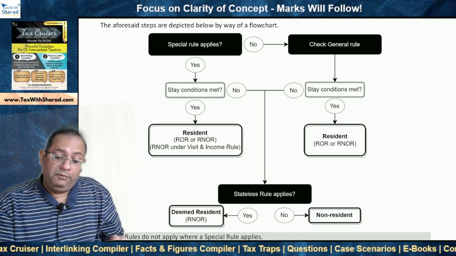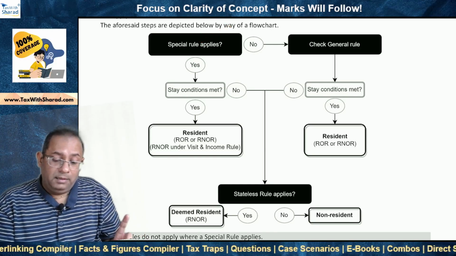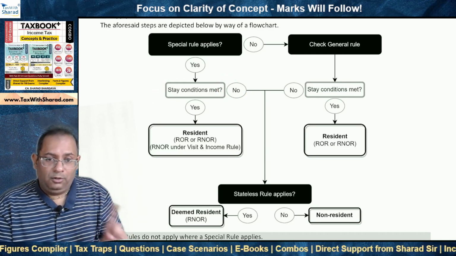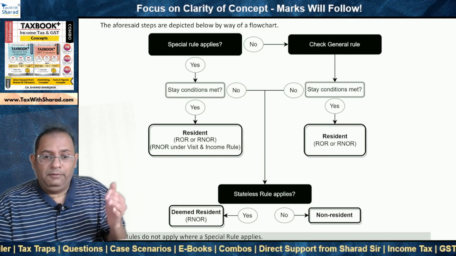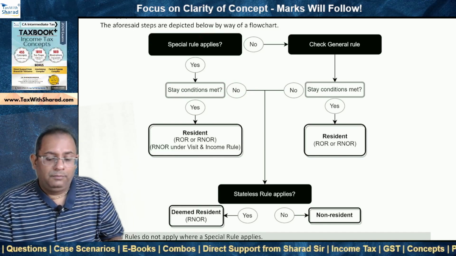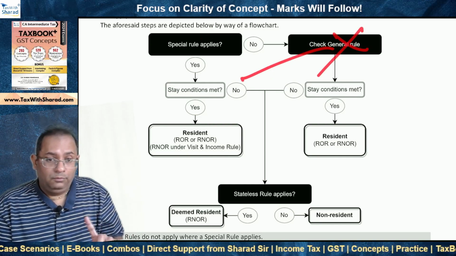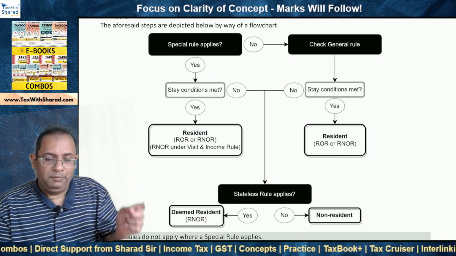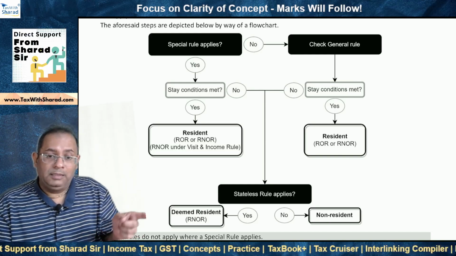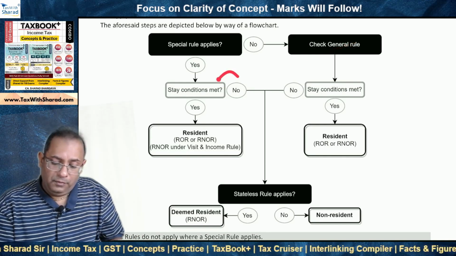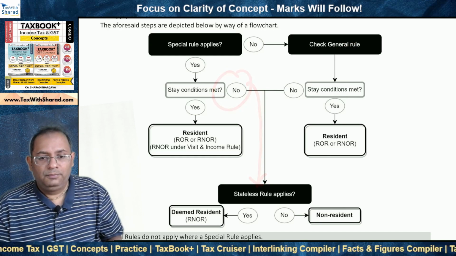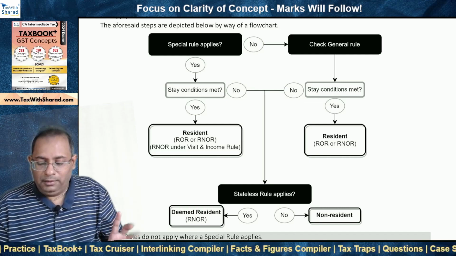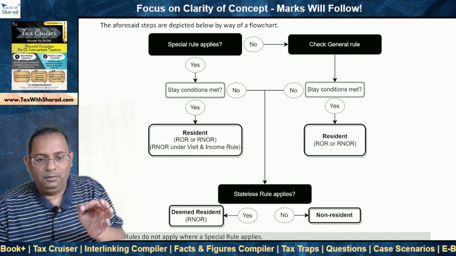If the special rule applies, but the stay conditions are not being met, that means the individual is not becoming a resident under the special rule, then you will not go to check the general rule. No, because a special rule has become applicable and the person is not becoming a resident under the special rule. That doesn't mean that you can now check the general rule. No. Then in that case, you will straight away go to the stateless rule. If the stateless rule is applying, the person will become a RNOR. If not, then finally the person can be treated as a non-resident NR.